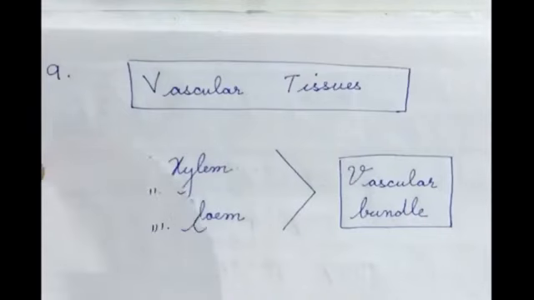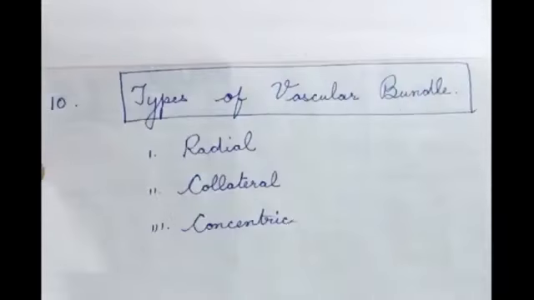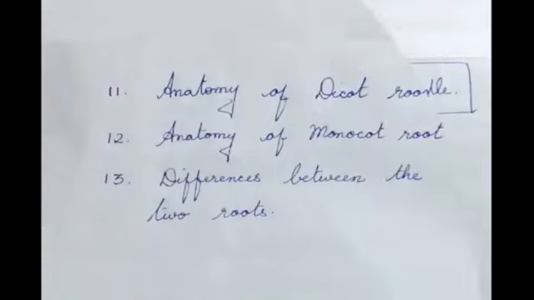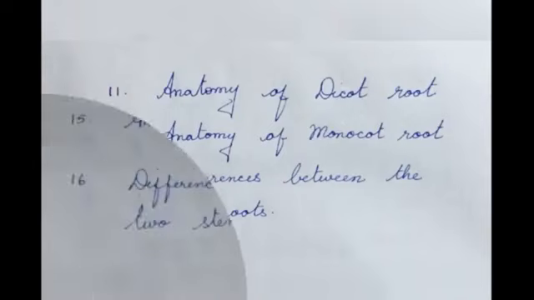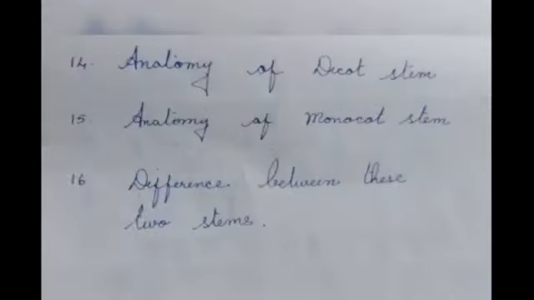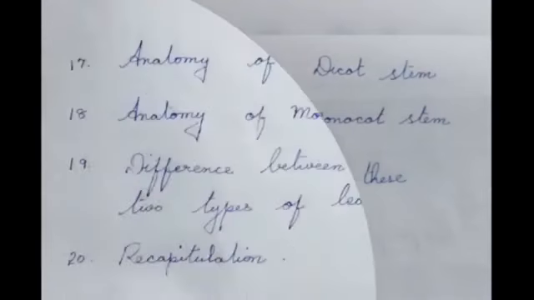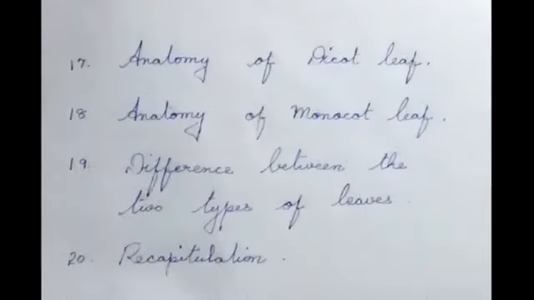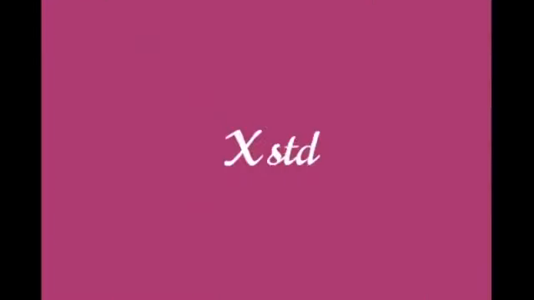The next topic is types of vascular bundle: radial, collateral, and concentric. The 11th topic is anatomy of dicot root, anatomy of monocot root, and differences between the two roots. Then the 14th topic will be anatomy of dicot stem, monocot stem, and differences between them. The last part would be anatomy of dicot leaf, monocot leaf, and differences between them. Hope you will enjoy all these topics.